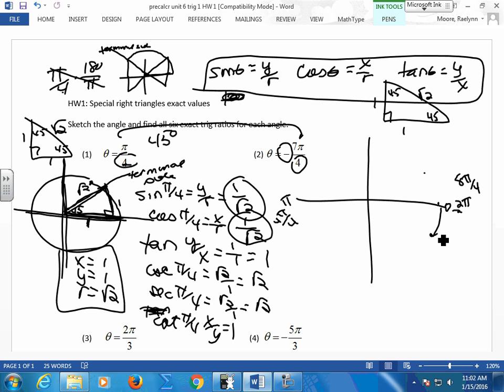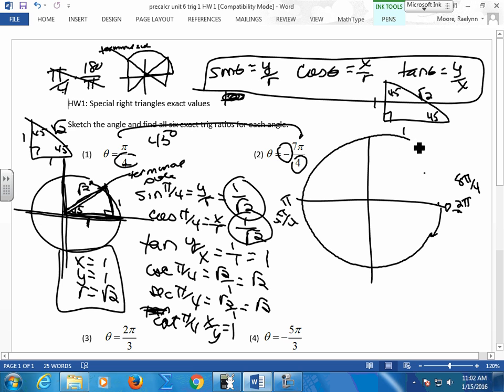But I'm still going to follow the same routine. There's my 4. I come all the way around. There's my 4. I stop before the 8 because I want 7 pi over 4. It's going to be 1 before that. It's going to be right here in quadrant 1. I'm 1 before that. Look what a 45-degree angle does, guys.